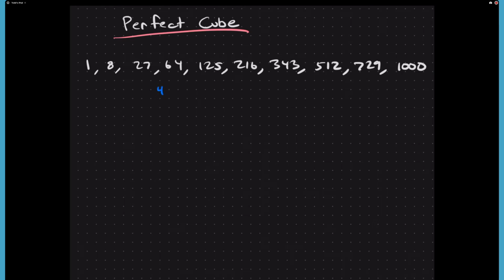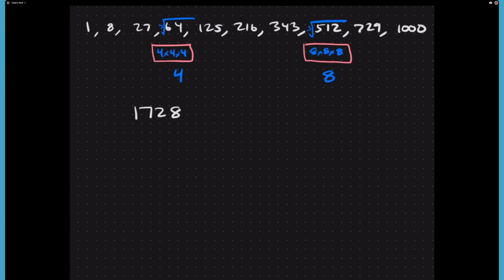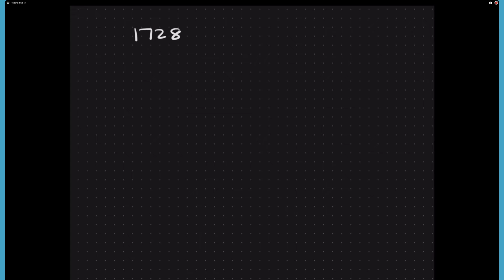Okay, now how do we know they're perfect cubes? Well, I know that 4 times 4 times 4 equals 64, and 8 times 8 times 8 equals 512. So because I've got a triple 8, I know that the cubed root of 512 is 8. And because I've got a triple of 4s, I know that the cubed root of 64 is 4. But again, what about larger numbers such as 1,728? Is that a perfect cube, and how do we determine that it is? And if it is, how do we determine the value?